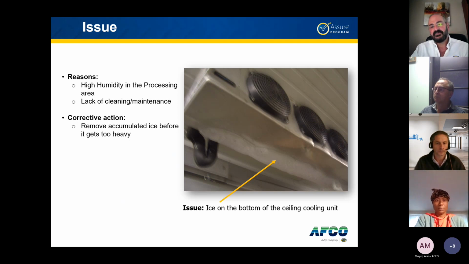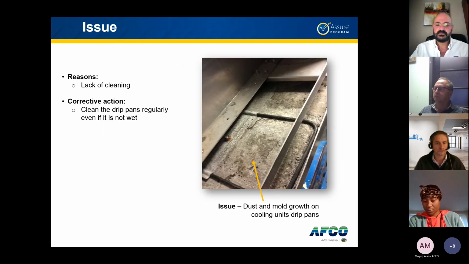Ice accumulating on the bottom of the cooling units, that's a no-no. First, it is hazardous to the workers. If pieces of it fall on a worker's head, it will hurt them. Second, if the ice starts melting little by little and drips on the food, it will contaminate the food.